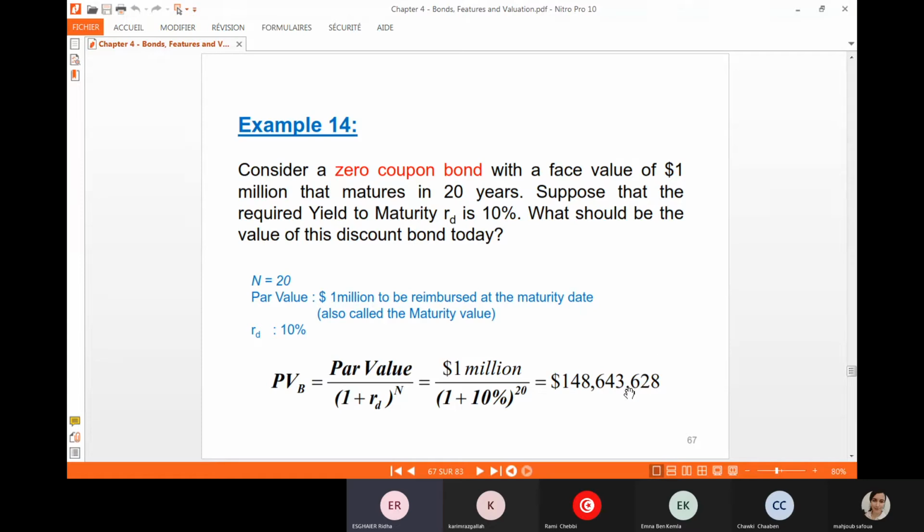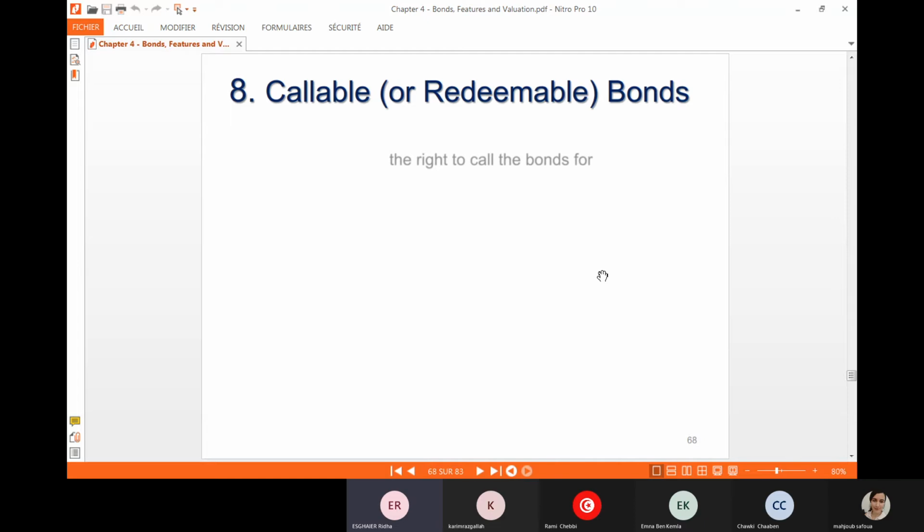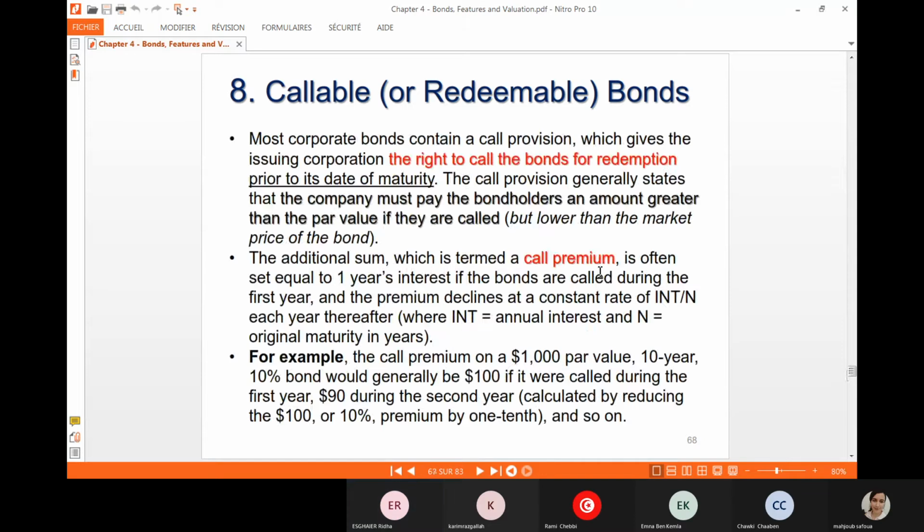So here, the bondholder will pay today $148,643.628. He will receive only one amount 20 years from now, equal to $1 million. And his annual rate of return is 10% annually, which is equivalent to receiving an annual 10% return. This is called the pure discount. Do you have questions concerning zero coupon bonds?